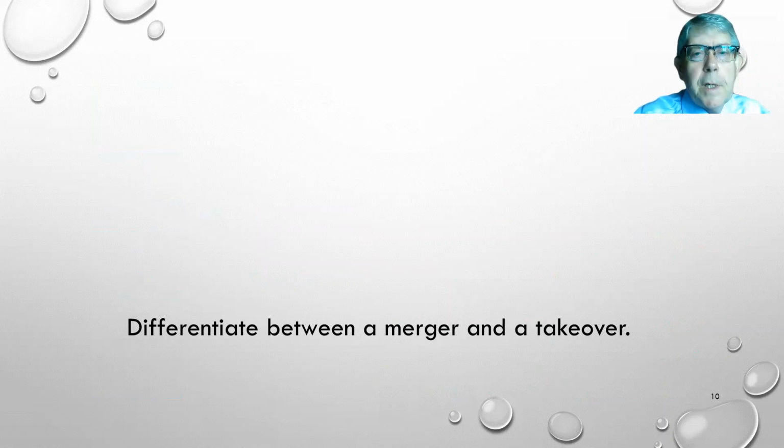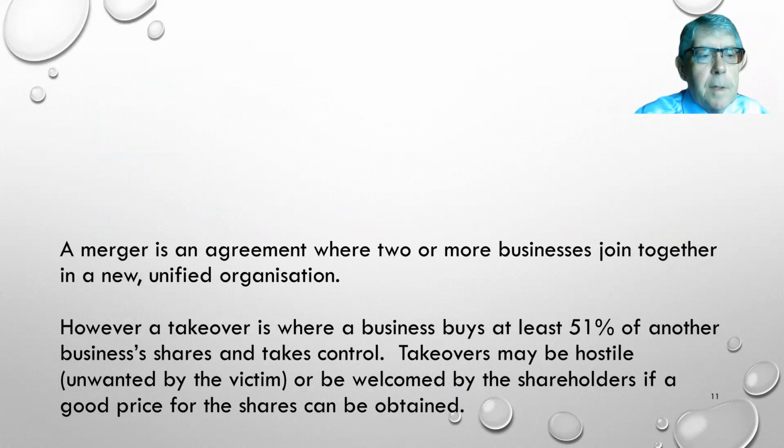Differentiate between a merger and a takeover. So a merger is an agreement where two or more businesses join together in a new unified organisation. However, a takeover is where a business buys at least 51% of another business's shares and takes control. Takeovers may be hostile, that is unwanted by the victim, or be welcomed by the shareholders if a good price for the shares can be obtained.